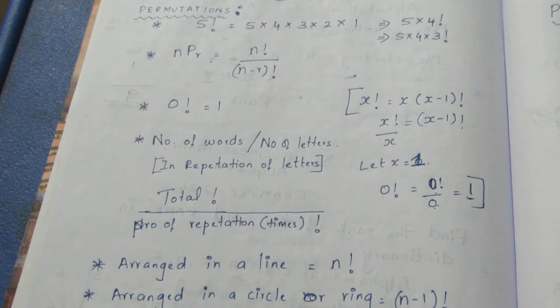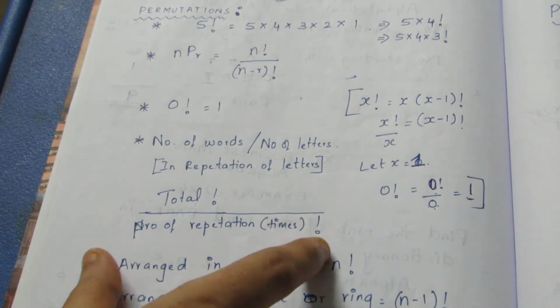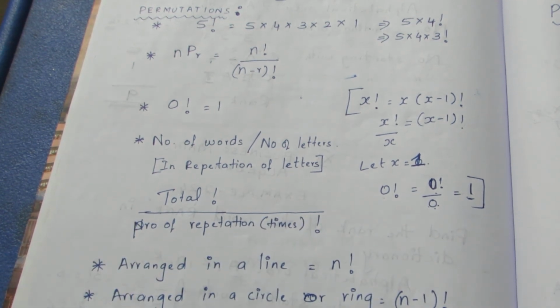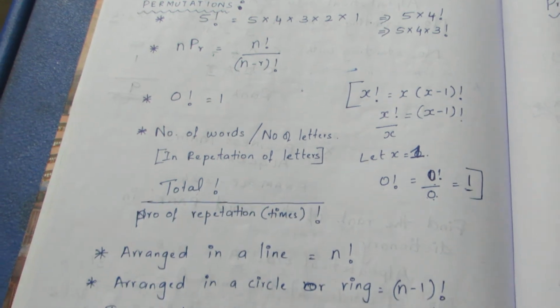If M is repeated 2 times, then divide by 2 factorial. Like that, you need to go with the repetition word. Now let's move on to the next one.